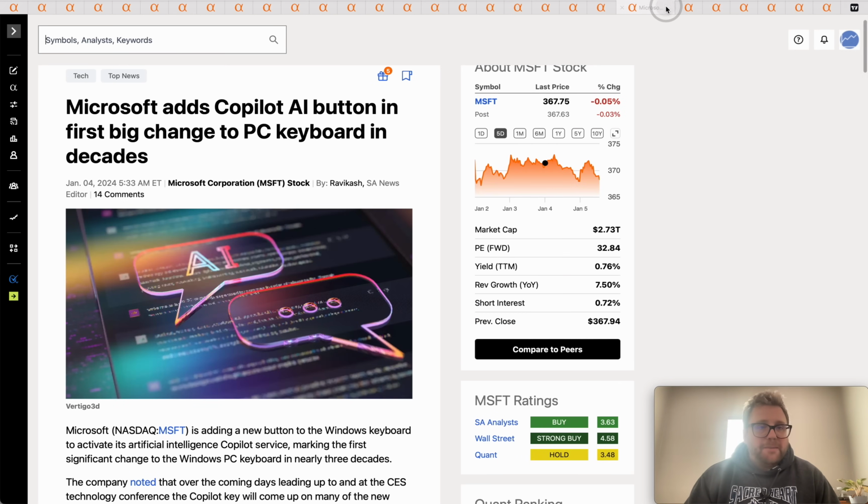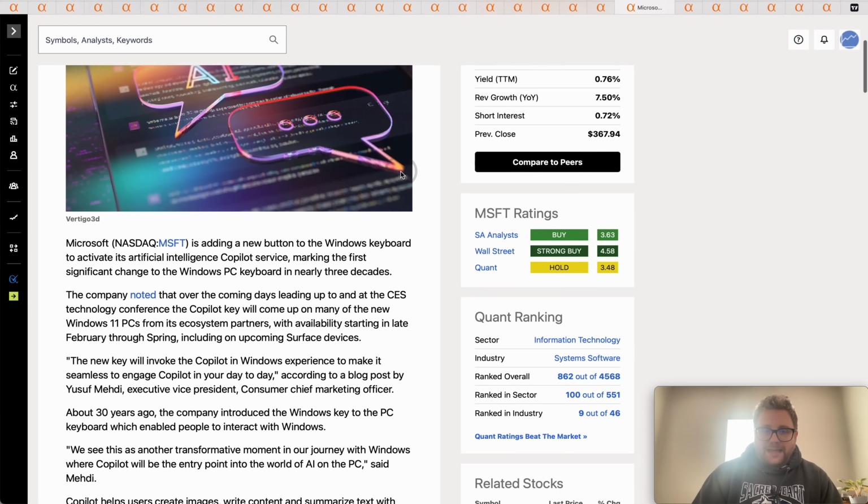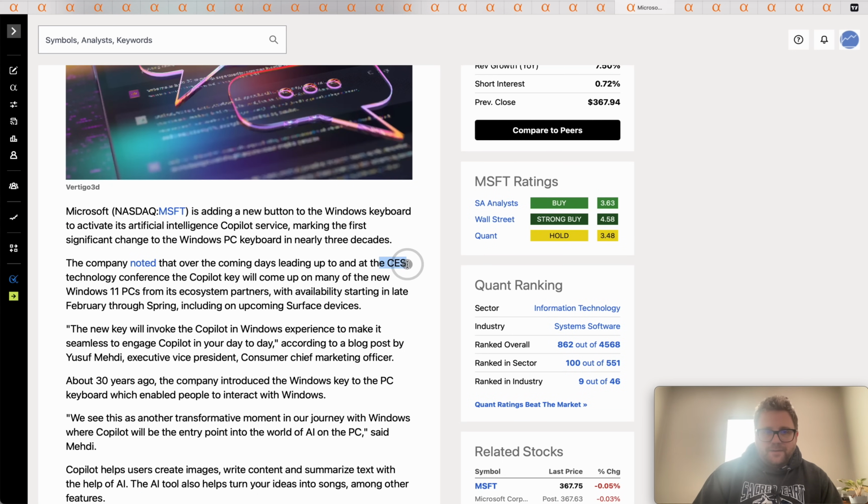Probably will do it maybe within the next week or so. This is a very important news cycle as Microsoft adds a Copilot AI button in its first big change to PC keyboards in decades. Apparently, they're going to be leading this technology off and maybe showing it off next week at the Consumer Electronics Show in Las Vegas.